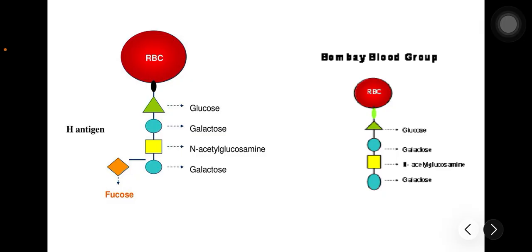The clinical implications for these individuals are severe because their serum contains a potent anti-H antibody that reacts strongly at body temperature. They are incompatible with group O blood. Transfusing group O blood into a Bombay recipient would cause immediate and potentially fatal intravascular hemolysis. Therefore, a person with a Bombay phenotype can only receive blood from another Bombay individual.